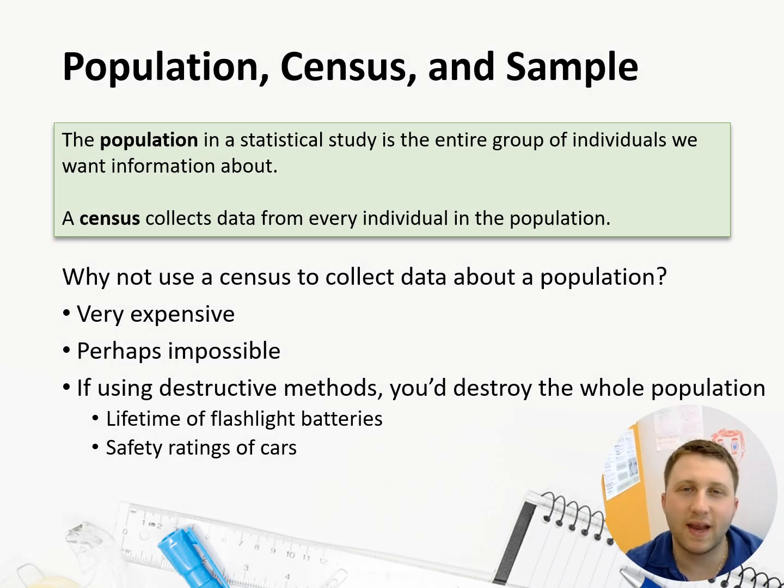Welcome back, everybody. Today we're looking at Unit 3, which is half sampling design and the other half experimental design. And we start with a couple definitions: population, census, and samples.